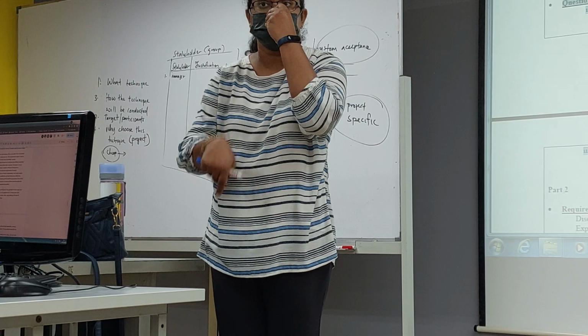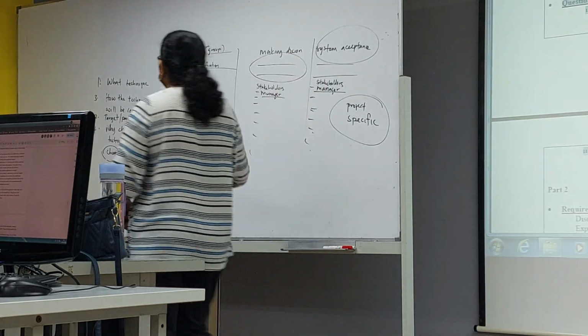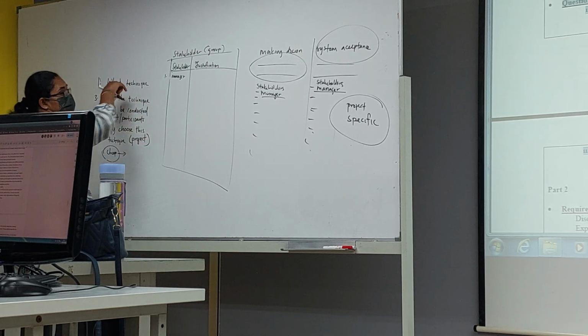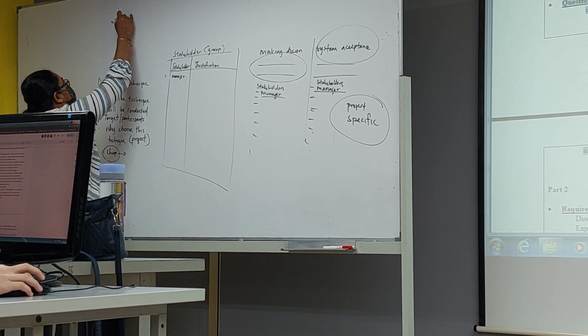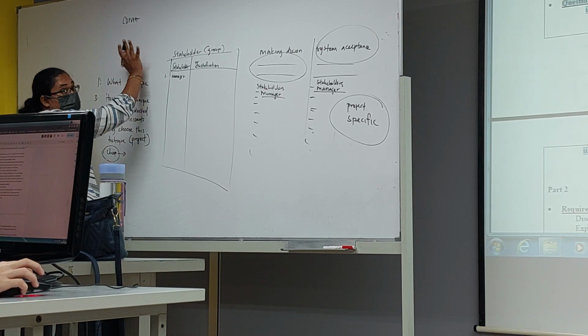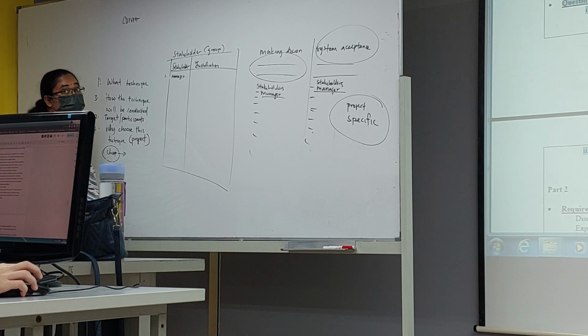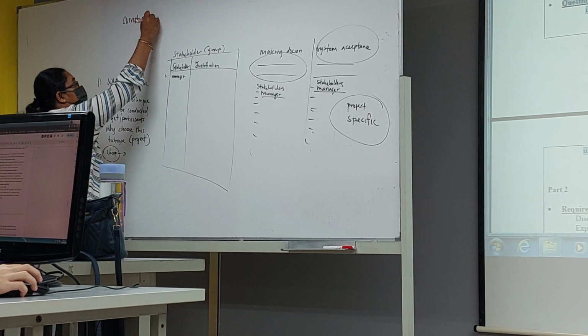Ask about the current system. It can be a physical system, a manual system, or a computerized system with a lot of problems. So it can be any type. So you ask about the current system. I'm just giving you suggestions. This is not all you can do. Of course, I want to see your creativity. Okay? So you can ask about the current system.